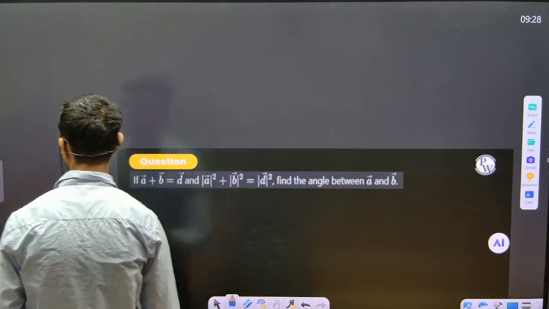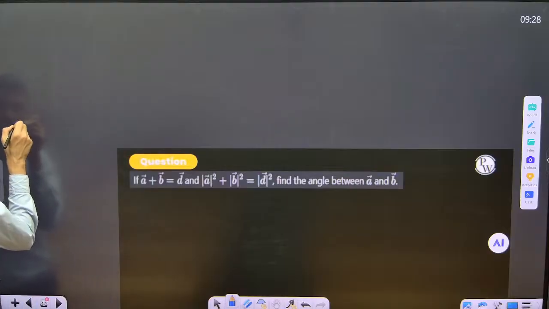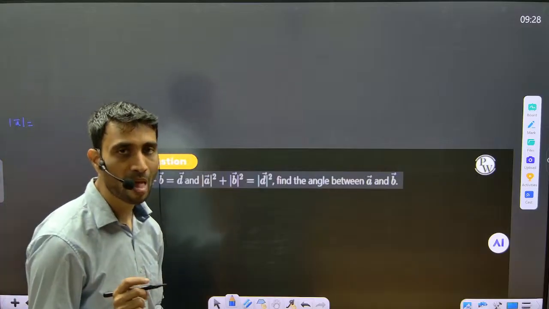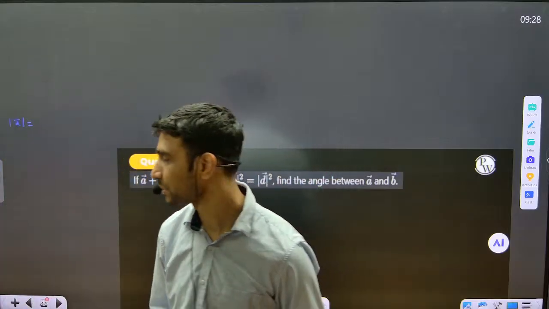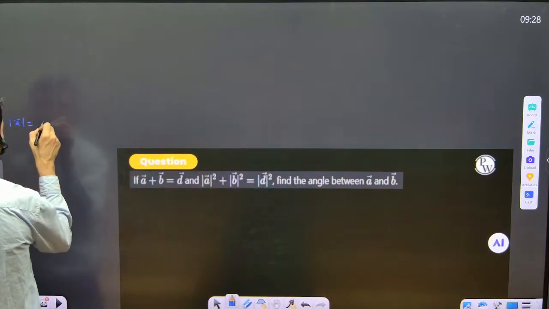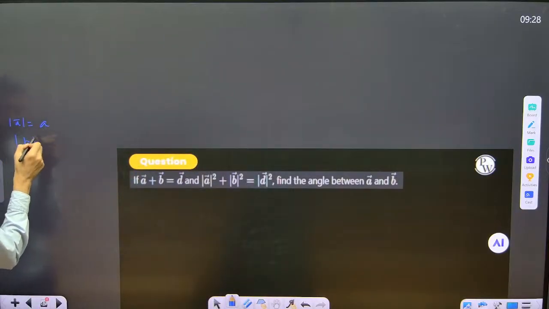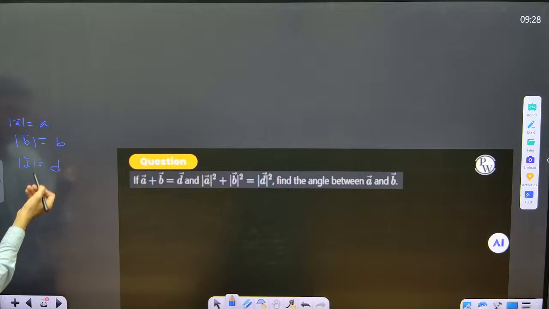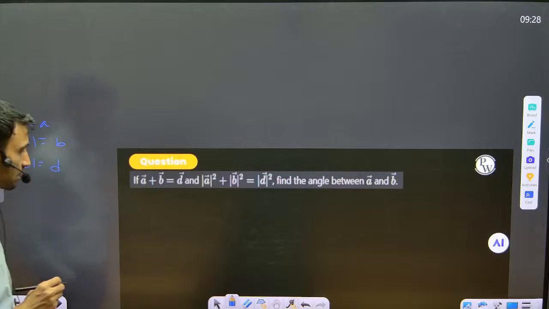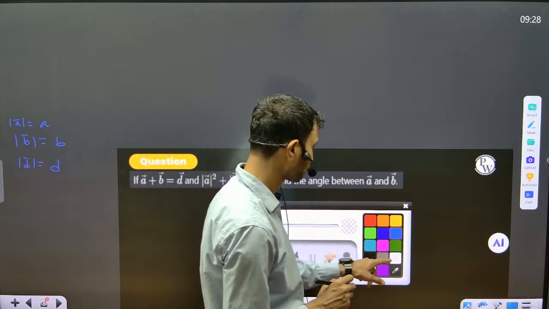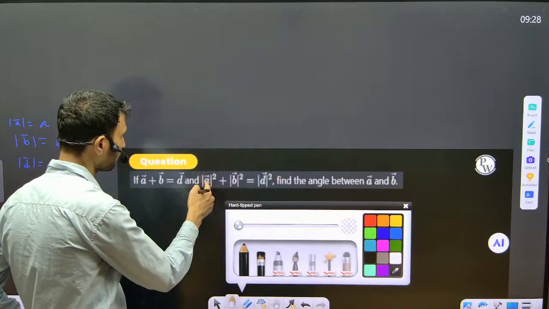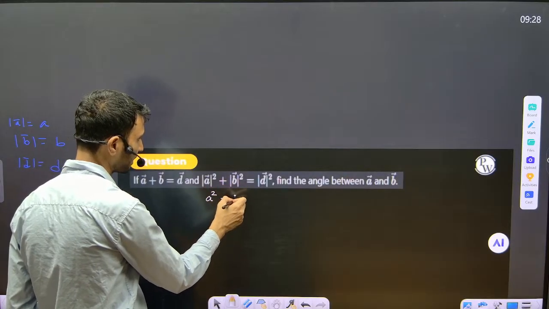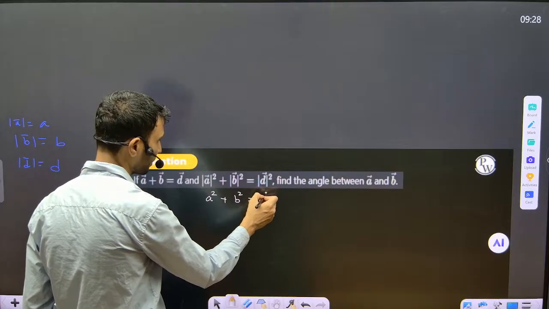Let me ask you something. What is the magnitude of A vector? I've told you, no? Magnitude of A vector, if you put a mod, can simply be written as A. Similarly, magnitude of B vector can simply be written as B, the short way, you know. Similarly, magnitude of D vector will simply be equal to D. Now see, mod of A squared plus mod of B vector squared is equal to D square, right?